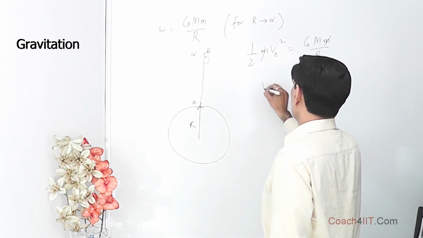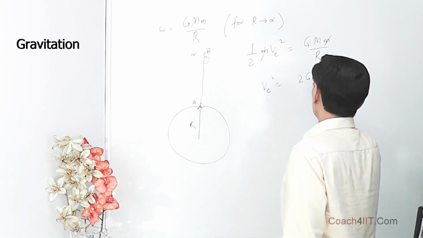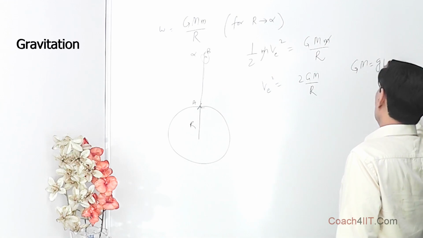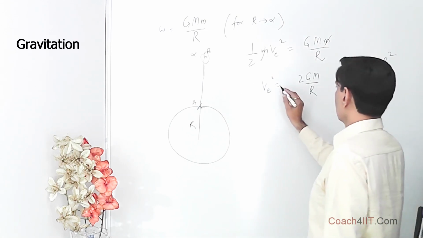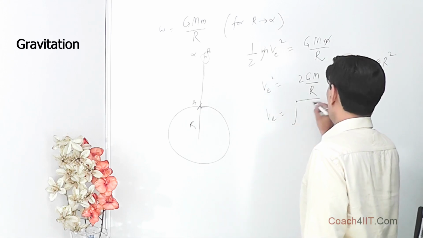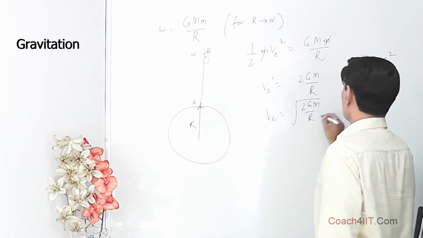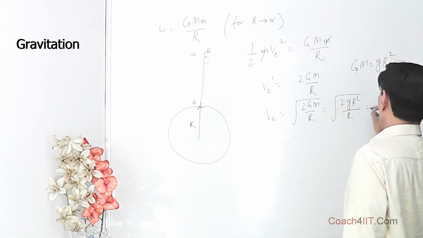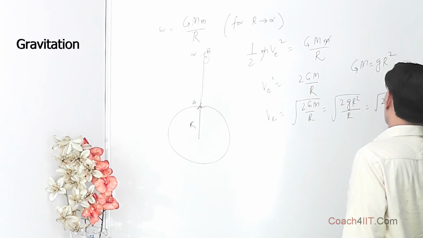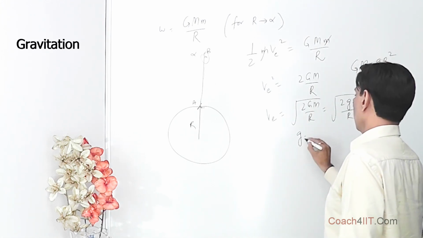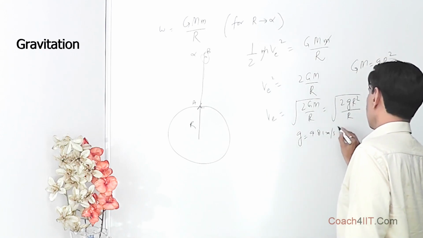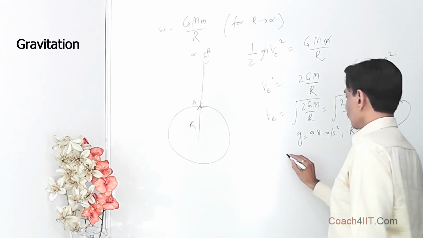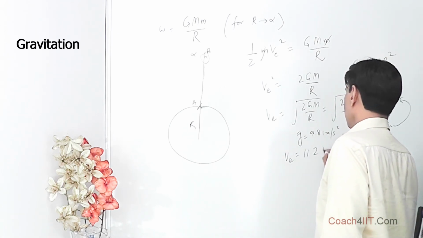So it comes out to be v e square is equal to 2 GM upon r. Once again we know that GM is equal to g r square. This is the important substitution. So v e comes out to be under root of 2 GM upon r. This can be written as 2 g r square upon r. This comes out to be root 2 g r. So for earth, if we put the value as 9.81 meter per second square and radius of earth as 6400 kilometer, when you put it over here, this escape velocity for earth comes out to be 11.2 kilometer per second.